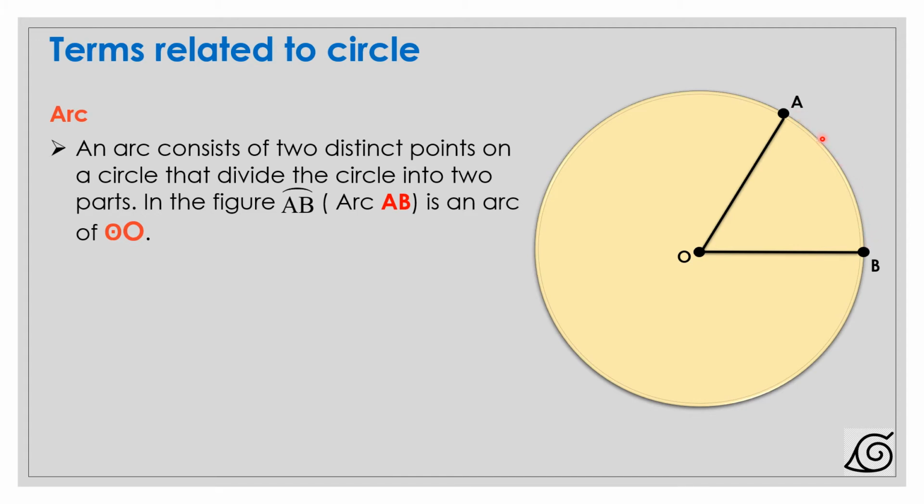So, this is the arc. So, arc AB is an arc of circle O. Ayan po.